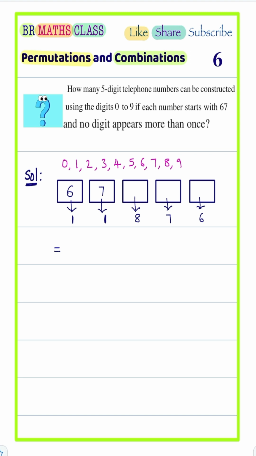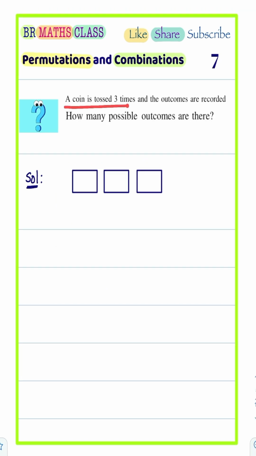By the fundamental principle of multiplication, the total number of 5-digit numbers that can be constructed by using the given digits which begin with 67 is 1 into 1 into 8 into 7 into 6. That is 336. A coin is tossed 3 times and the outcomes are recorded. How many possible outcomes are there?